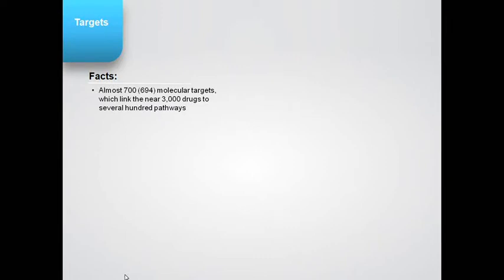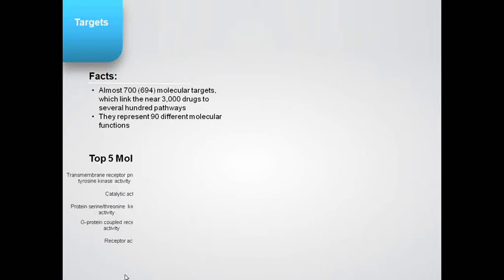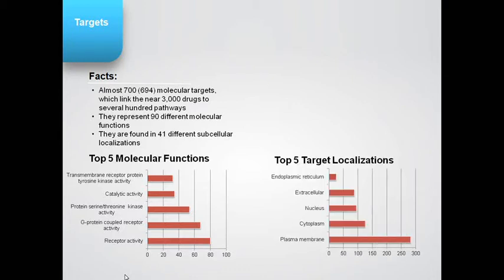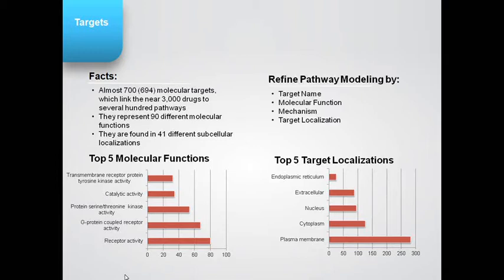Targets. The analyzer contains almost 700 molecular targets, which link the near 3,000 drugs to several hundred pathways. They represent 90 different molecular functions together, and the top 5 molecular functions are listed in the graph below. They are found in 41 different subcellular localizations, and the top 5 target localizations are presented in the graph to the right. Further, you can use the targets to refine your pathway modeling by target name, molecular function, mechanism, and target localization.